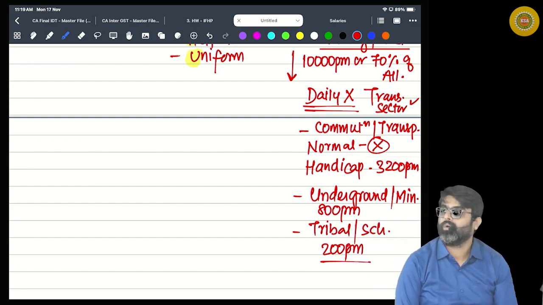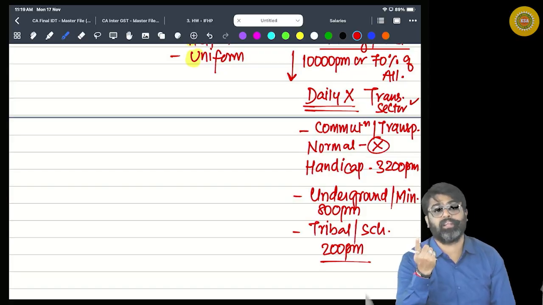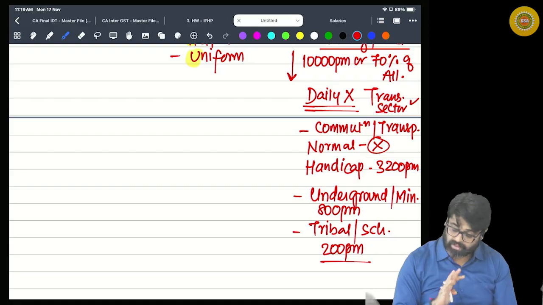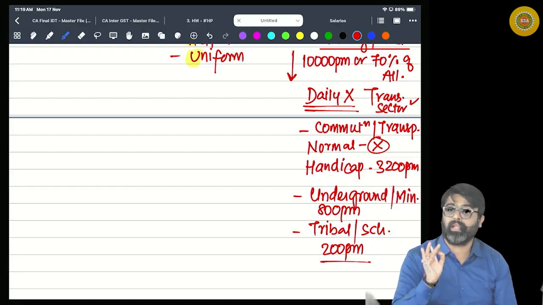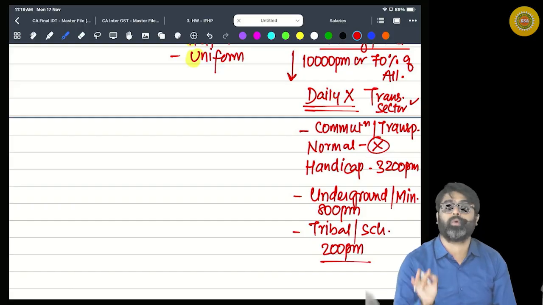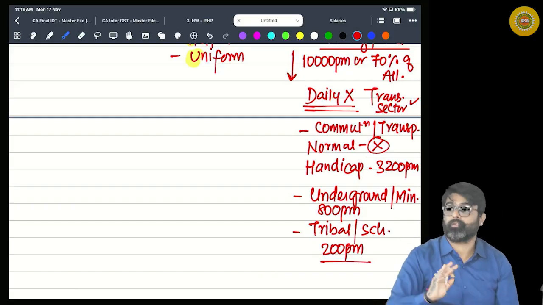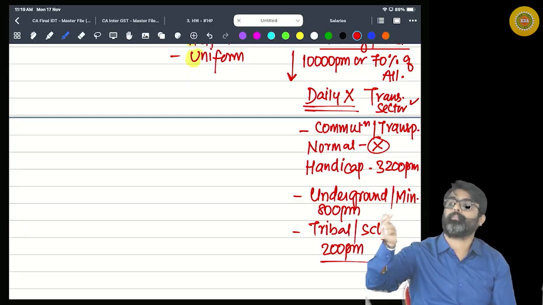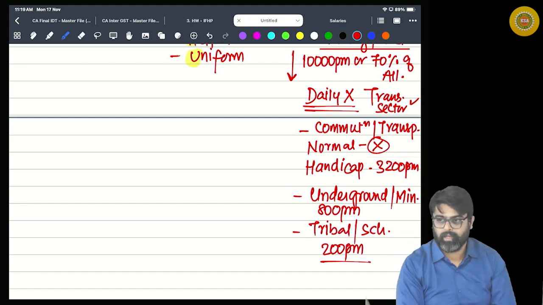Yes or no? But for children hostel expenditure allowance, the limit is not 100, it is 300 per month per child. Running area allowance, running allowance or outstation allowance, which is given by the employer in the transport sector to employees who are not receiving daily allowance, will also be exempt up to 10,000 per month or 70% of the allowance received, whichever is lower. To that extent, it will be exempt.